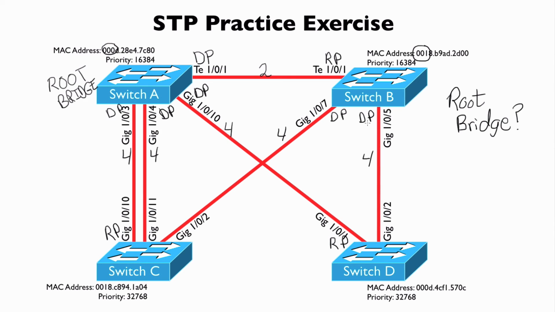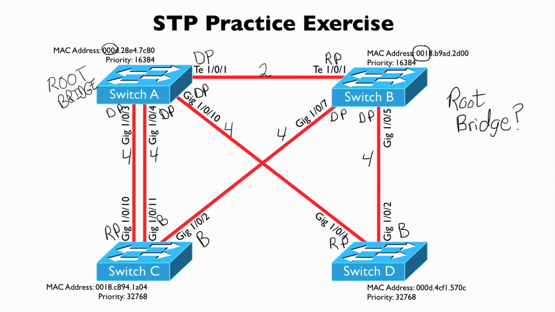We've now identified the root bridge, the root ports, the designated ports, and assuming none of the ports are administratively shut down, that means the remaining ports are going to be non-designated ports. In other words, they're going to be blocking. I'll label them with a B. Gigabit 1/0/11, it's currently blocking. Gigabit 1/0/2, it's blocking. And our other port that we've not yet labeled on switch D, gigabit 1/0/2, it is blocking.